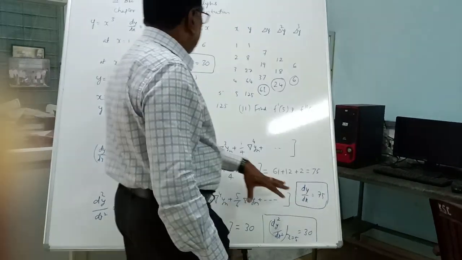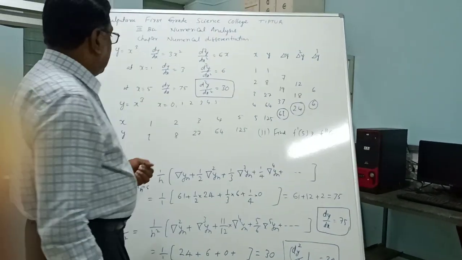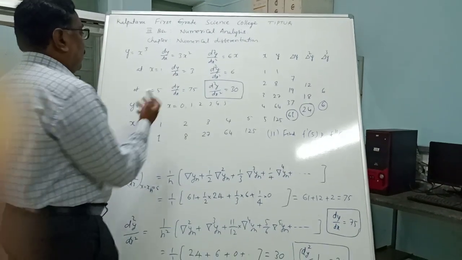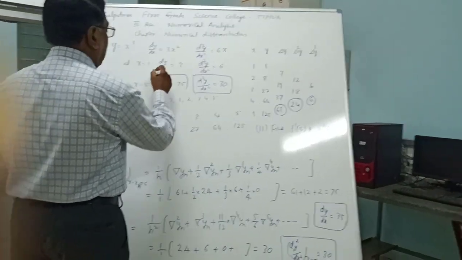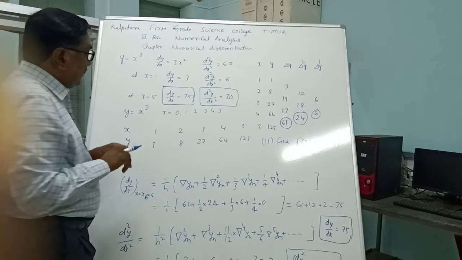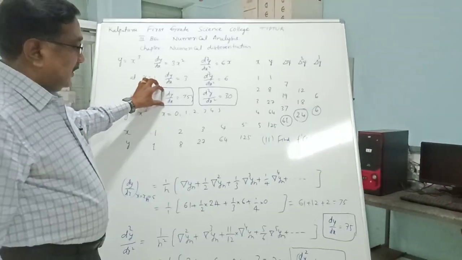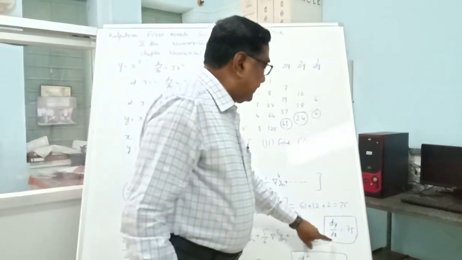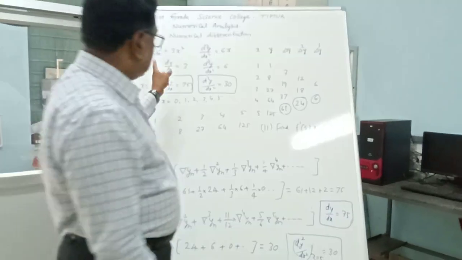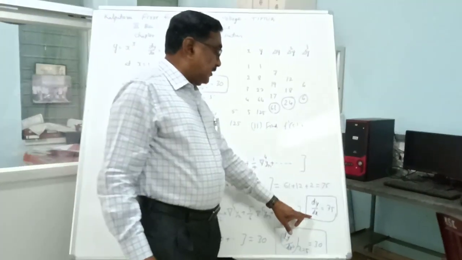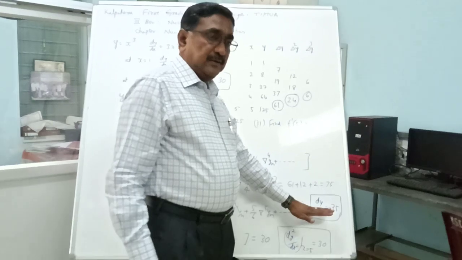Now you can verify what we obtained by the calculus method. With the calculus method, we obtained the same value, dy by dx equal to 75. This is the differentiation obtained by the calculus method, and this is the first derivative obtained by the numerical method. Both are the same. Like this, we can find the first derivative by the numerical method.